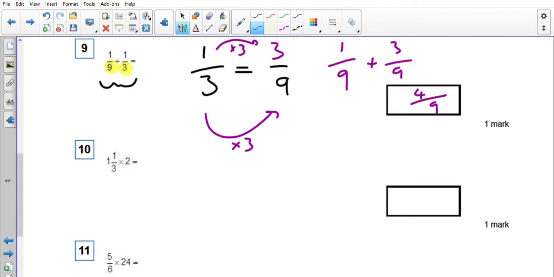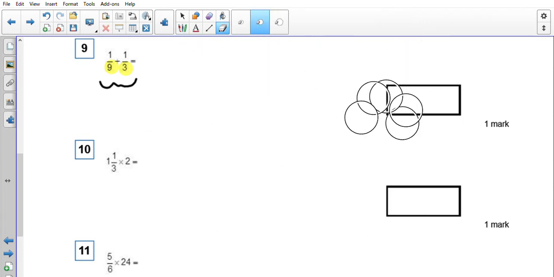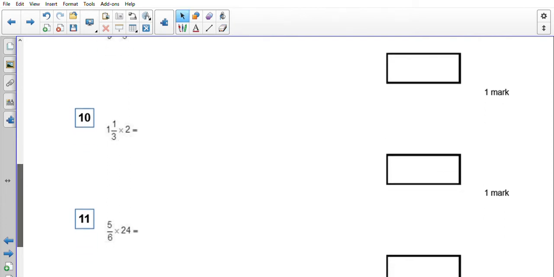Okay. Then if I have a look at question number 10. Let's have a look at question number 10. So question number 10 is 1 and 1/3 multiplied by 2. So there's a few different ways to think about this.